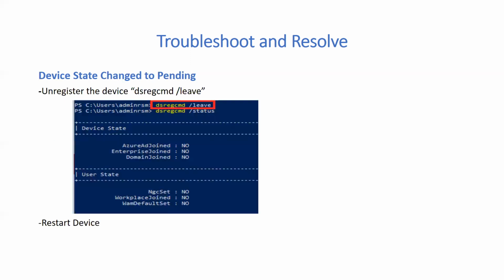Now we'll jump straight into our last option here, device state changed to pending. This scenario can occur as a result of a device object being moved from an organizational unit that is in a synchronization scope and placed in another OU that is not in a synchronization scope. Azure AD Connect will recognize this change as the device being deleted in the on-premises AD. Realistically, the device is not deleted, it is just being changed, but AD Connect sees it as deleted. So the device is then deleted in Azure AD.